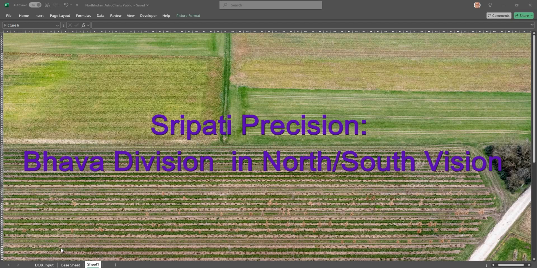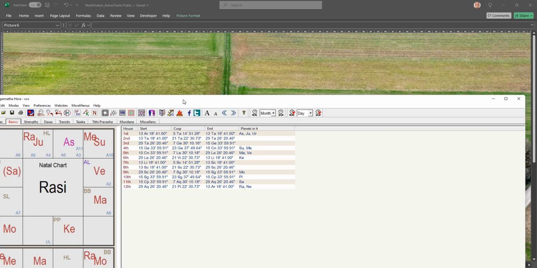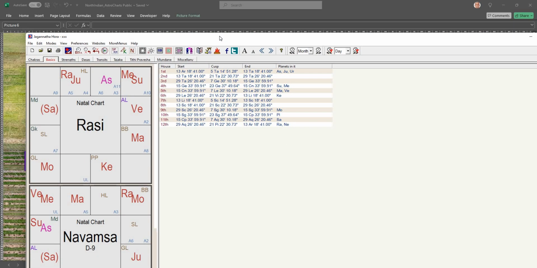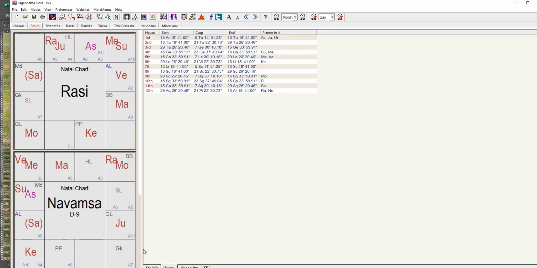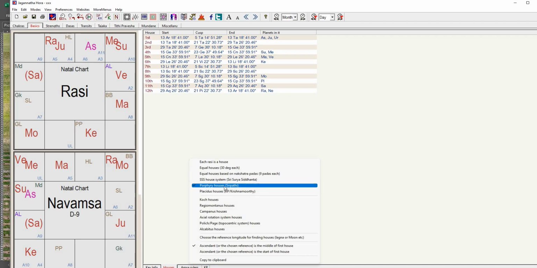So we begin here. As you see, you can do this in Jagannathavara. If I take a specific example, let us see the house divisions. When you right click here, you can choose the Sripati house division, whereas Placidus is something different, and Krishnamurti Paddhati is different. You have to choose the ascendant to be the middle of the house. So these are the choices for Sripati, and there are multiple choices.